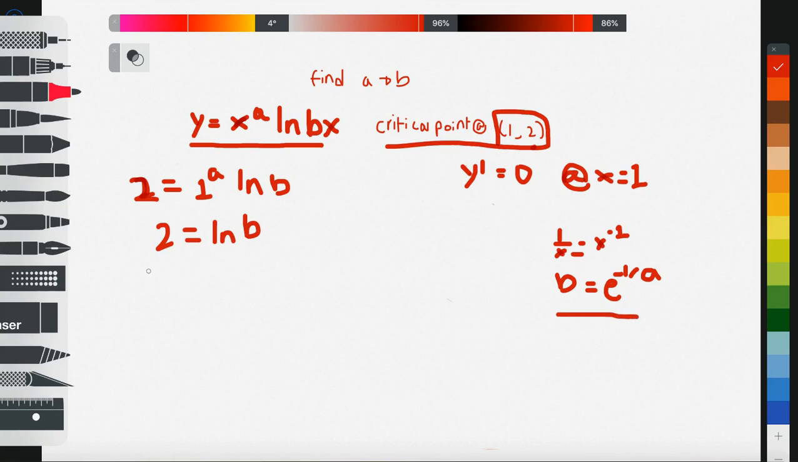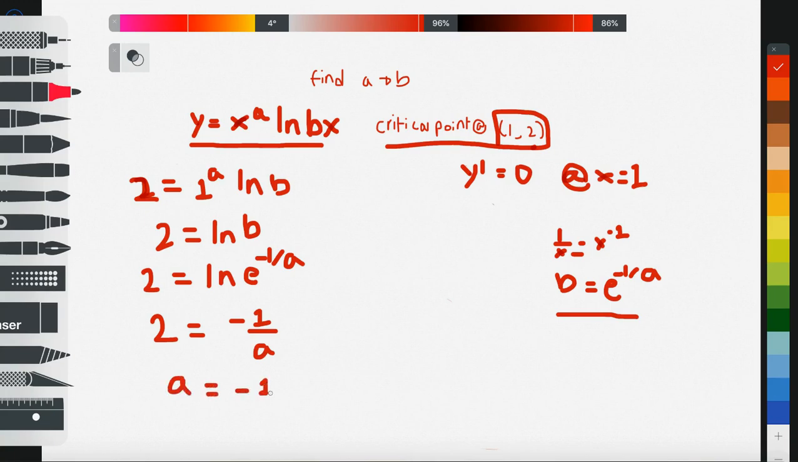So just by plugging that in, we get 2 equals ln(e to the power negative 1 over a). That just simplifies to 2 equals negative 1 over a. And so a equals negative 1 half.